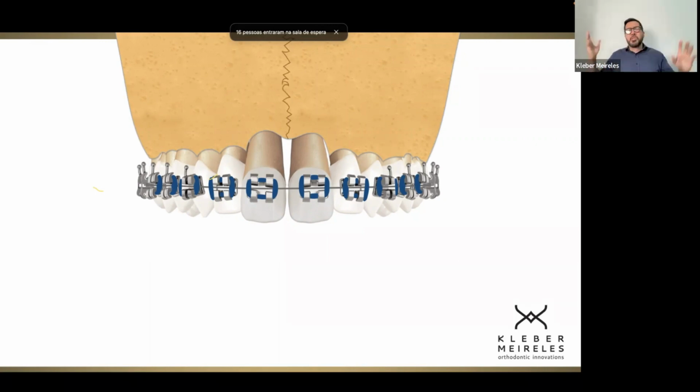It's not something that we do like, well, what can we do? Let's just put the bracket in a higher position and do the extrusion. No, there is a right protocol for that. When we do that, we are not applying the right protocol.